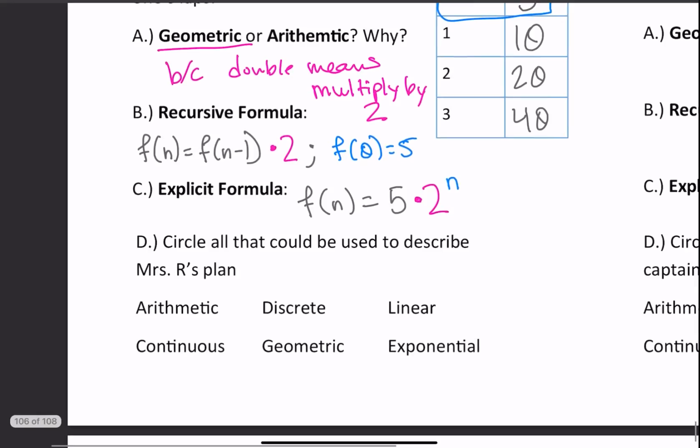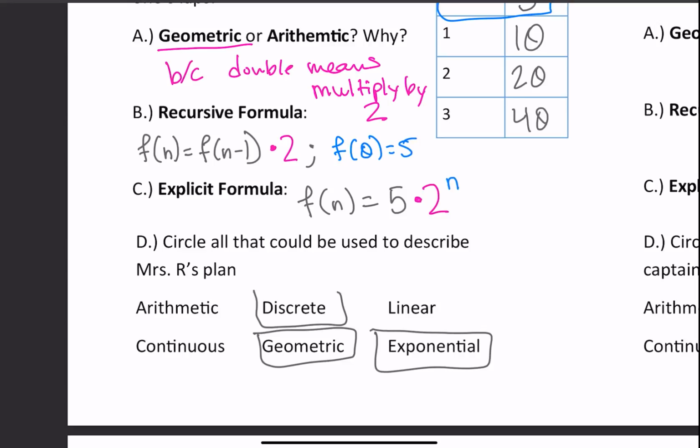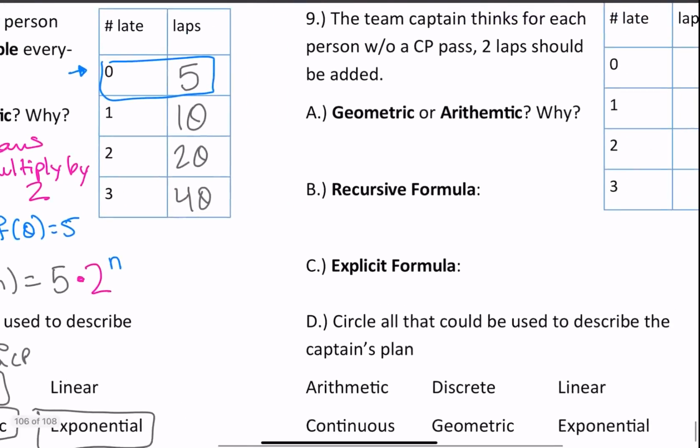All right, everything that can describe this is geometric, it is exponential, and it is discrete because it's about people without a CP pass. People you count, right? That's what discrete is. Can you count it? Can there be only counting happening in this case? We can only count people. Continuous is when you measure. Can you have part of something?